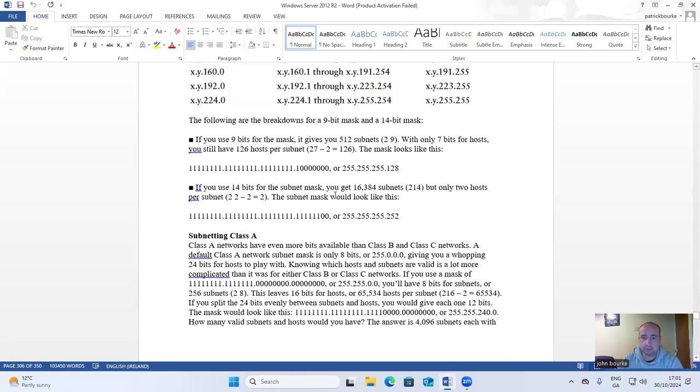If you use 14 bits for the subnet mask, you get 16,384 subnets (2^14), but only 2 hosts per subnet: 2^2 minus 2 equals 2. The subnet mask would look like this: 11111111.11111111.11111111.11111100, or 255.255.255.252.